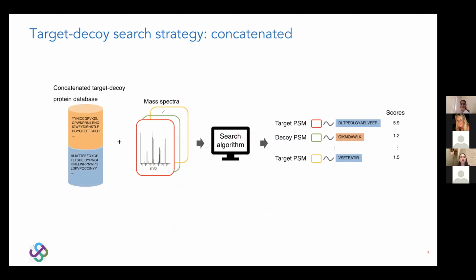And the second implementation is the concatenated search, which is basically to combine a target protein database and a decoy protein database and do just one search. That is, we'll search the mass spectra against this concatenated database, and we'll get the target PSMs as well as the decoy PSMs and their scores.